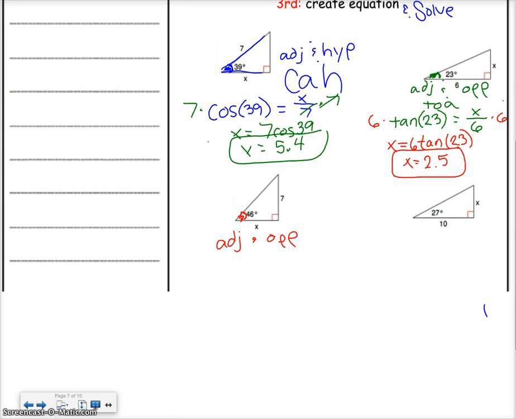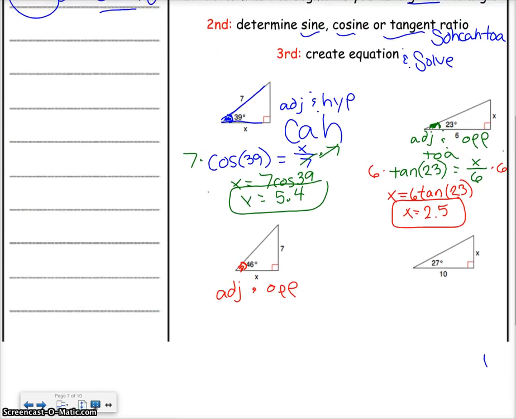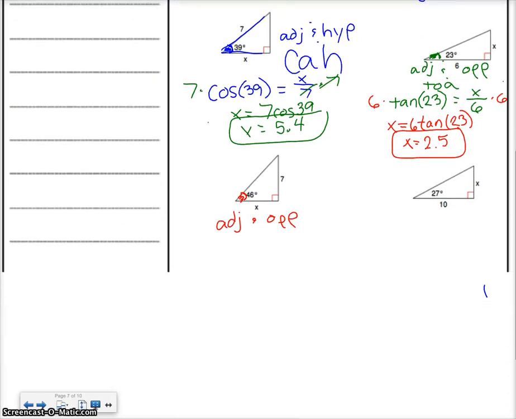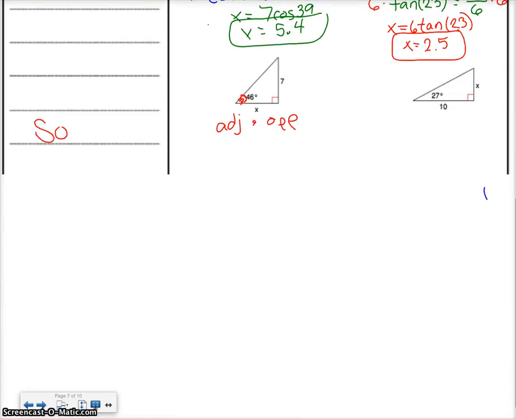Okay, so which one is adjacent and opposite? Here, I'll just rewrite it. Using SOHCAHTOA, tangent is opposite and adjacent. So I'll use the tangent ratio. So tan of 46 is equal to opposite 7 over adjacent x.